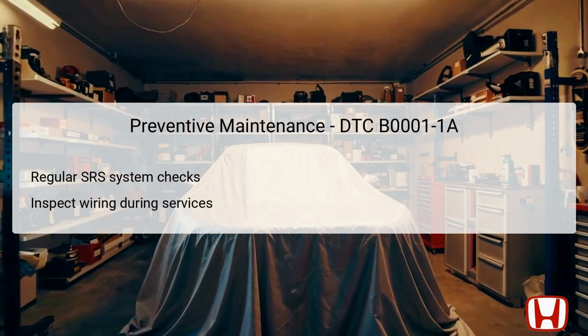Preventive maintenance is essential for the continued safety and reliability of the airbag system. Regular inspections of the SRS, cables, and connectors should be performed, especially after any collision or repair work. Additionally, it is prudent to check the integrity of the wiring and connectors during routine maintenance services. Ensuring all components are functioning properly can prevent future issues and contribute significantly to passenger safety.